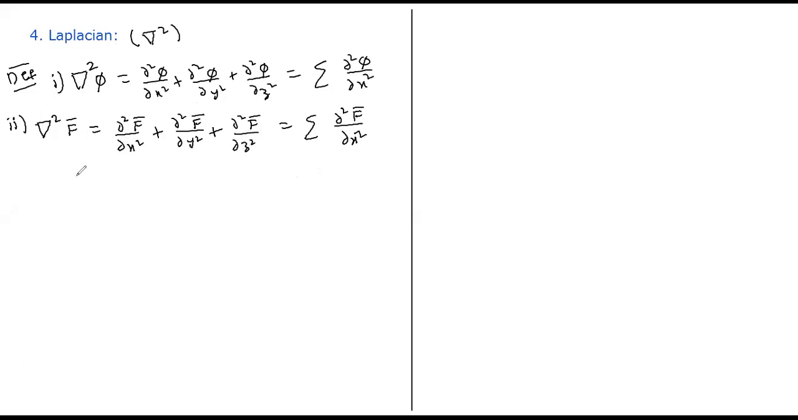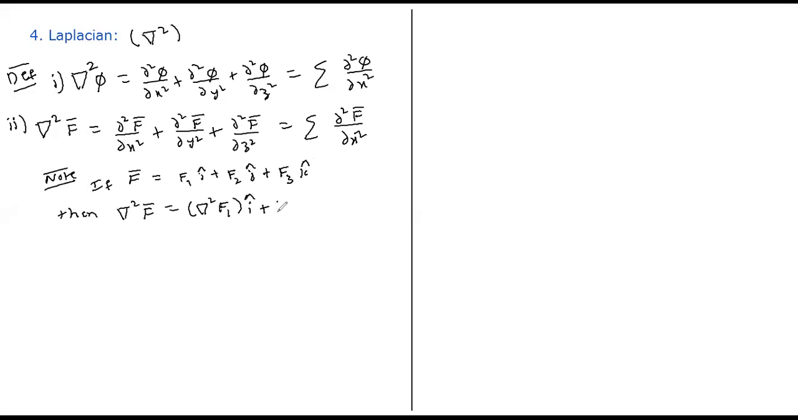So on the whole, you can simplify this and write it in an easier way. If f bar equal to f1 I bar plus f2 J bar plus f3 K bar, then del square f bar can be written as del square f1 into I bar plus del square f2 into J bar plus del square f3 into K bar.